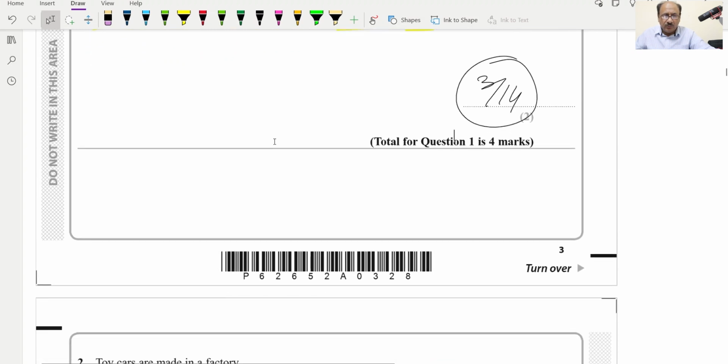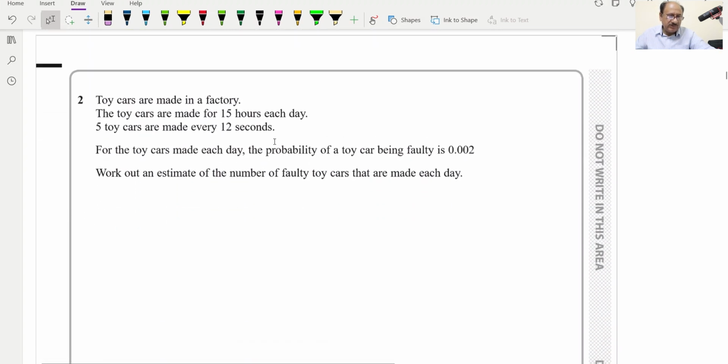Hopefully you got this. Now question number 2 says tie cars are made in a factory. The tie cars are made for 15 hours each day. 5 tie cars are made every 12 seconds. For the tie cars made each day, the probability of a tie car being faulty is 0.002. Work out an estimate for the number of faulty tie cars that are made each day.